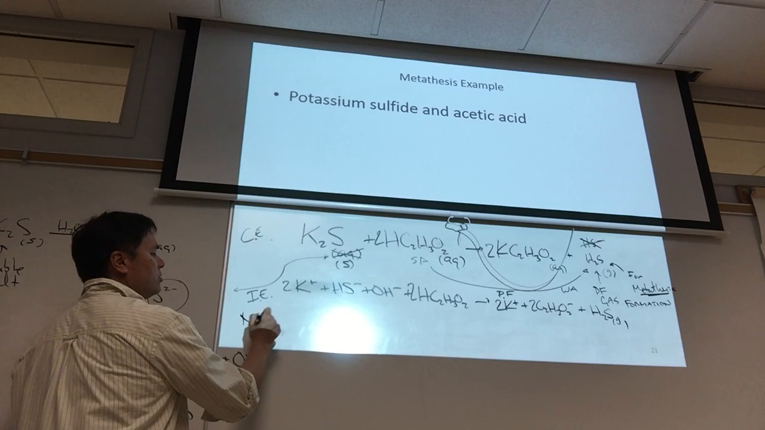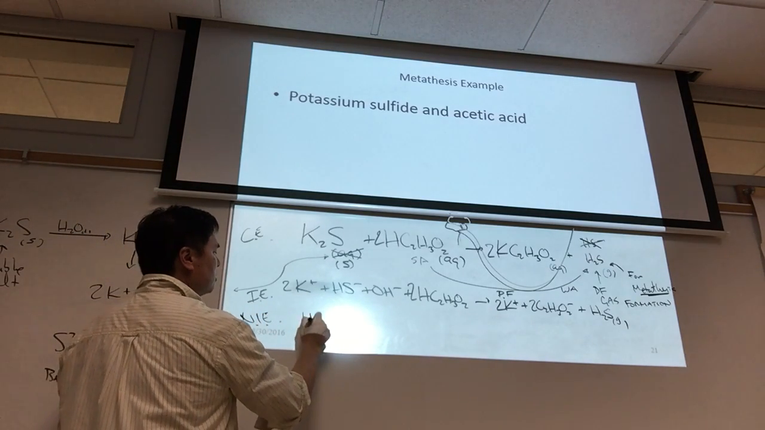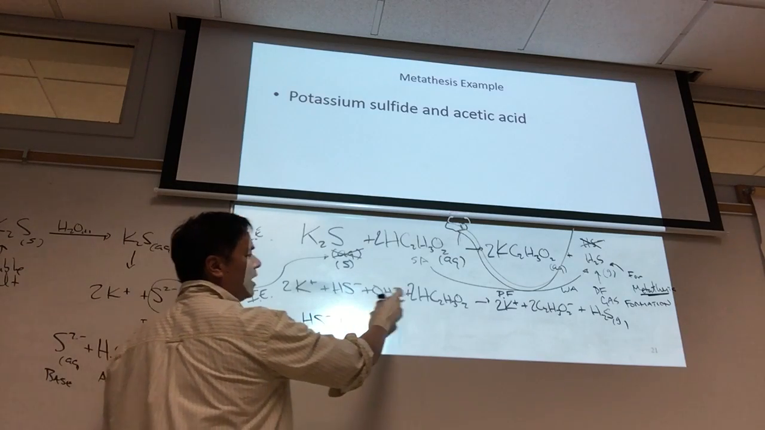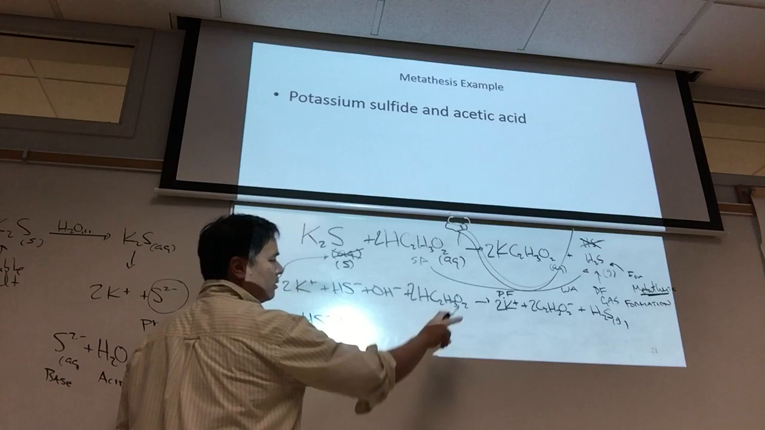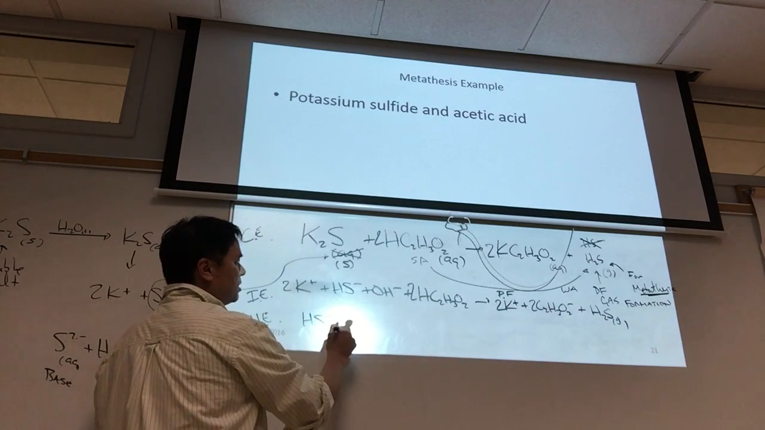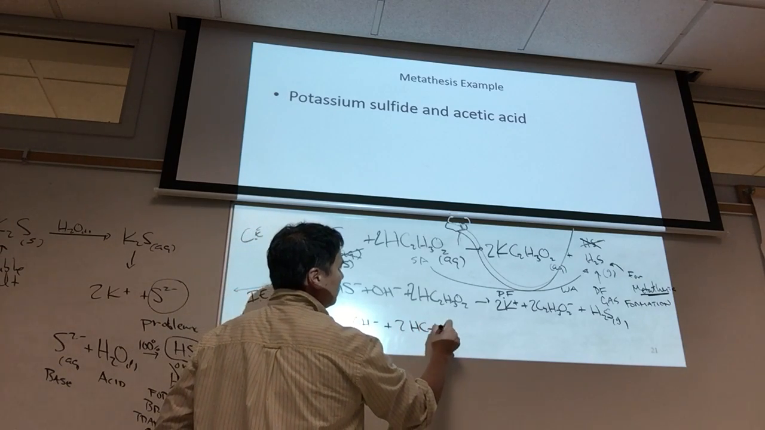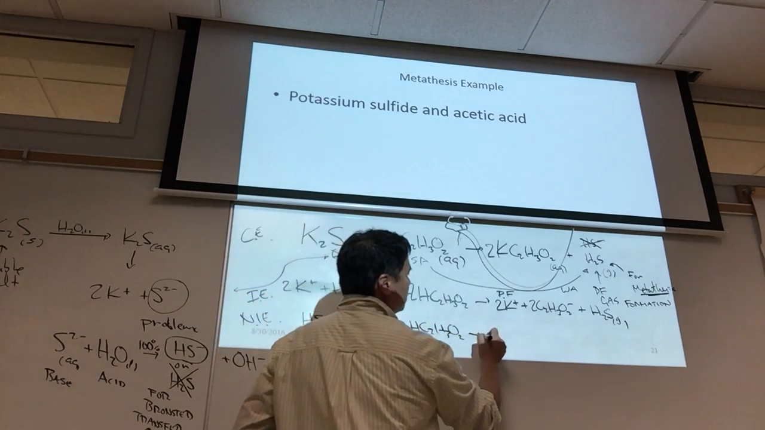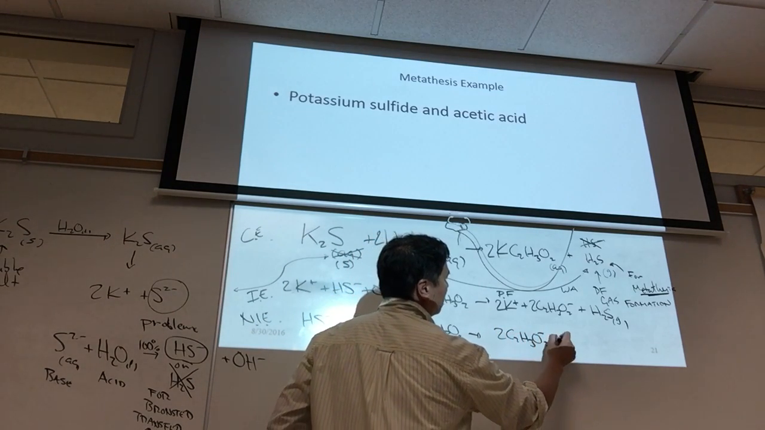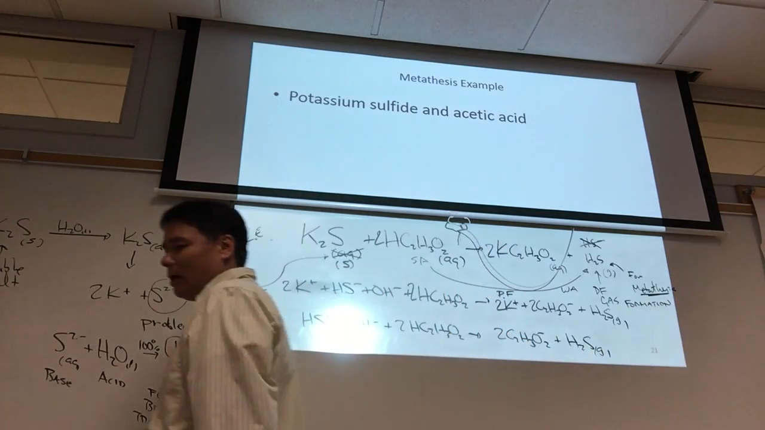The net ionic equation will get rid of the spectators. The spectators would be potassium ions here. And so the net ionic equation is HS minus. I'm going to get rid of the AQs. When I do that, I've got to make sure I put gas, liquid, or solid. I only have one gas at the end. So HS minus plus OH minus plus 2 acetic acids yields 2 acetates plus H2S. Now, this one is a very tricky one.